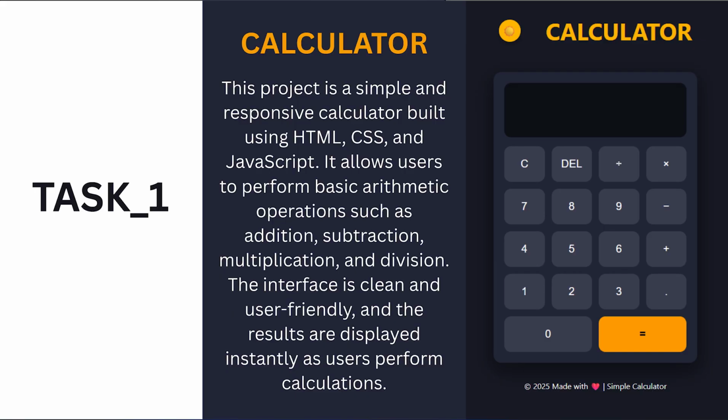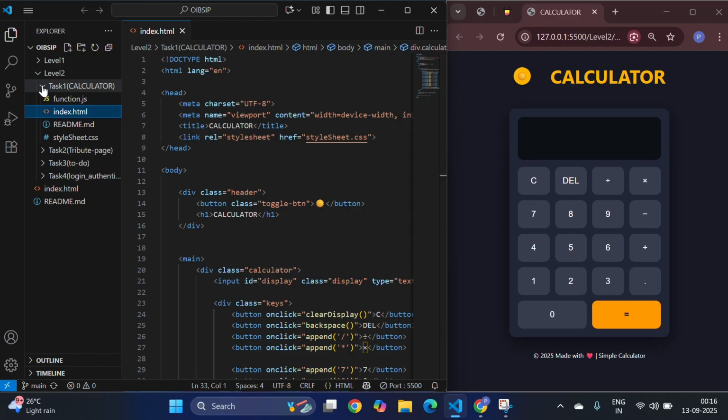For that, let me open my VS Code, and here is my task 1, which is a calculator. These are the files that I have made: index.html, function.js, styles.css and also a readme file. So let's start with the basic structure, which is index.html.